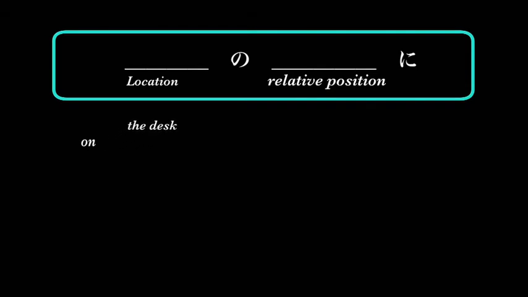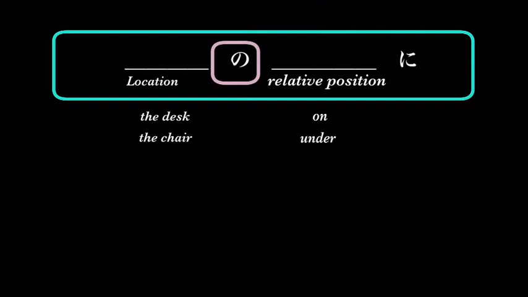So to simplify that explanation, we have an English expression such as on the desk. To explain the structure, we'll use the desk as the location and on as the relative position. Under the chair, we'll use the chair as the location and under as the relative position. So that explains how the Japanese break up the location and describe the relative position of the object they're talking about. Let me explain that with some simple structures.